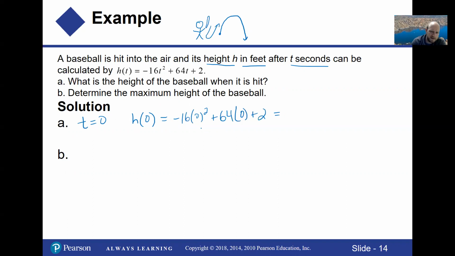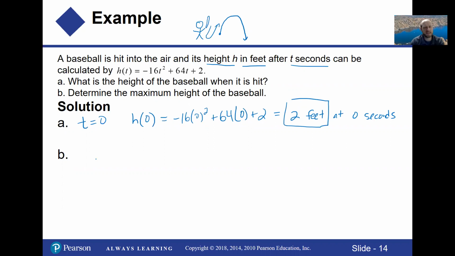And this is going to be 0, this is going to be 0, and this is a 2. So what's the height? It's 2 feet, really at 0 seconds. I put that at 0 seconds just to emphasize that that's when it's hit.